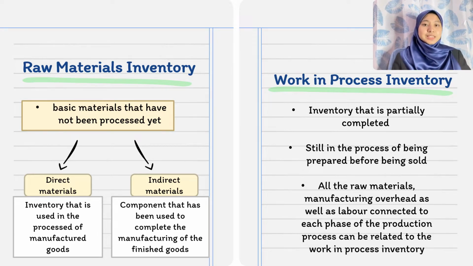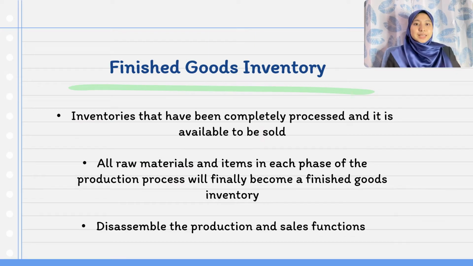Next is the work in process inventory. Work in process inventory refers to the company inventory that is partially completed and still in the process of being prepared before it is sold. All the raw materials, manufacturing overhead, as well as labor that are connected to each phase of the production process can be related to the work in process inventory. If the production process is more complex and takes a long period, the investment in the work in process inventory will be greater.